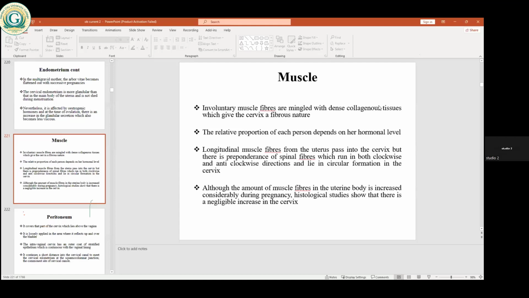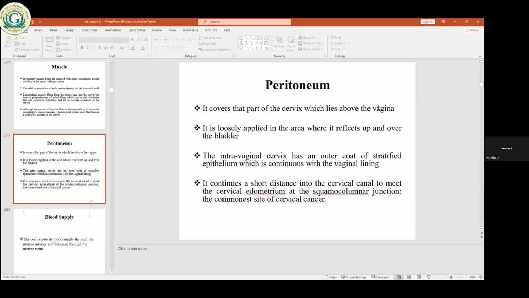Remember, you have the peritoneum as the perimetrium in the uterus. It covers that part of the cervix which lies above the vagina. It is loosely applied in the area where it reflects up and covers the bladder. The intravaginal cervix has an outer coat of stratified epithelium, which is continuous with the vaginal lining. It continues a short distance into the cervical canal to meet the cervical endometrium at the squamocolumnar junction, the commonest site of what? Cervical cancer.